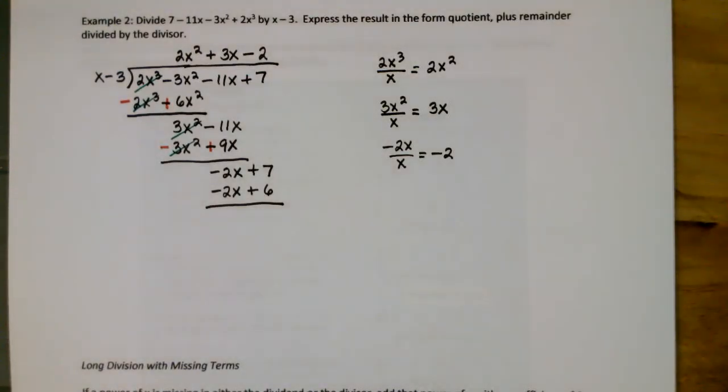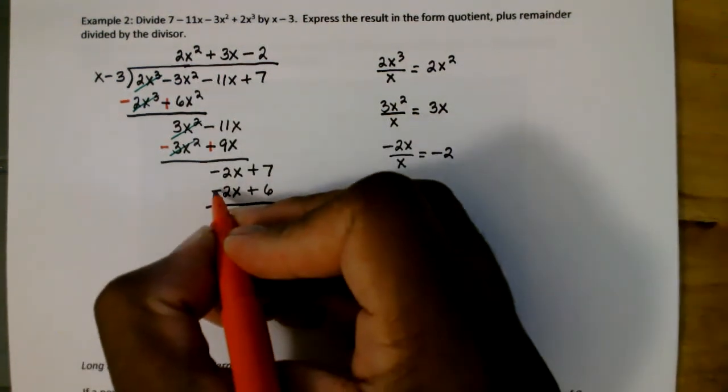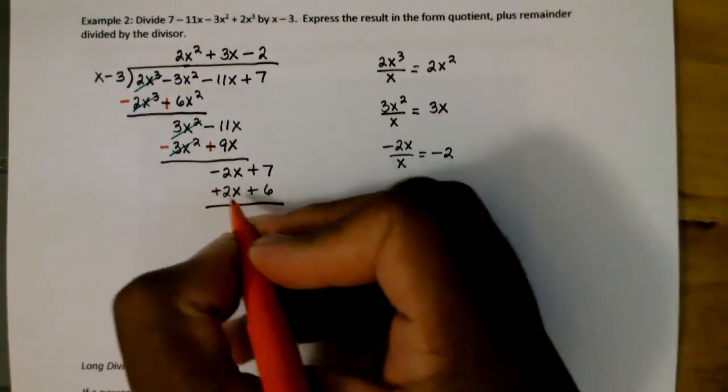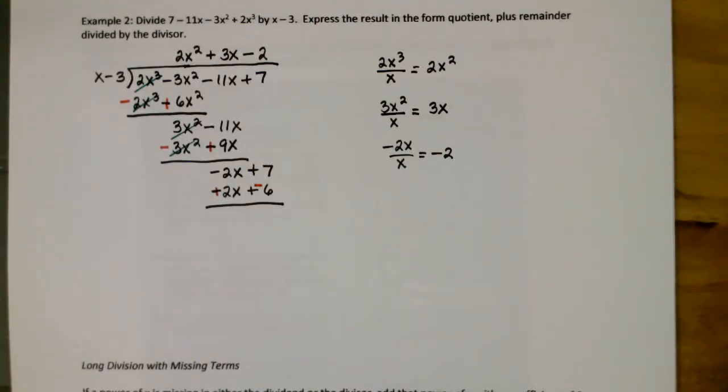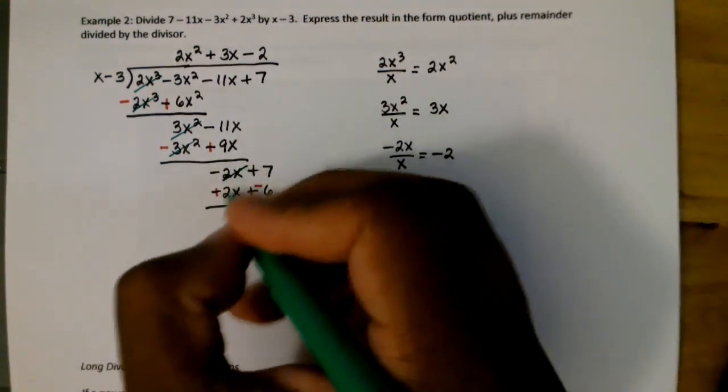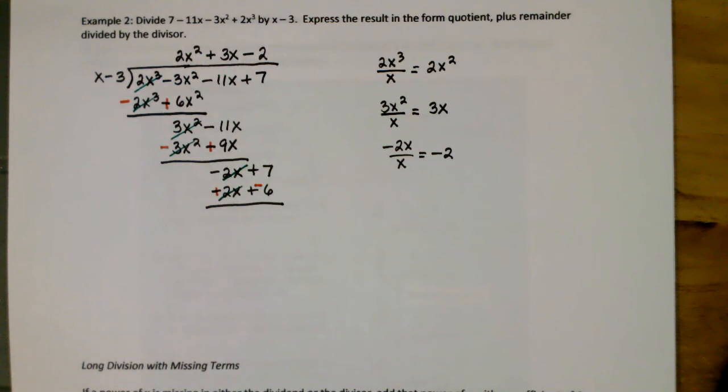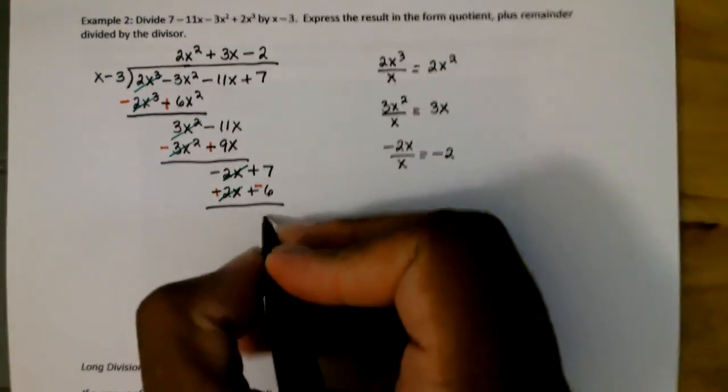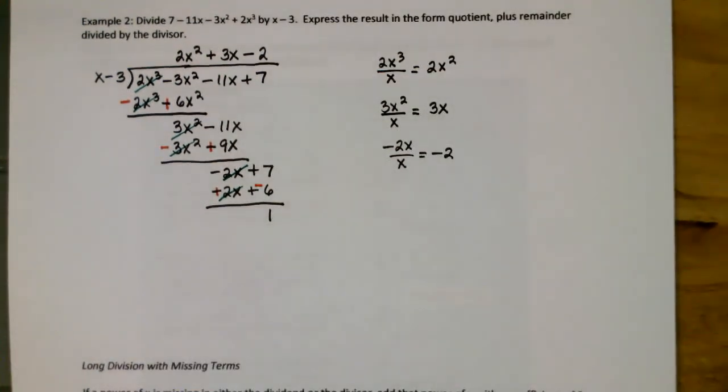All right, so here we're going to subtract by changing the sign to the opposite. Minus 2x will become plus 2x. The plus 6 becomes negative. So negative 2x and plus 2x is gone. 7 plus negative 6, or 7 minus 6, will be 1. Now that would be as far as I can go with that problem.